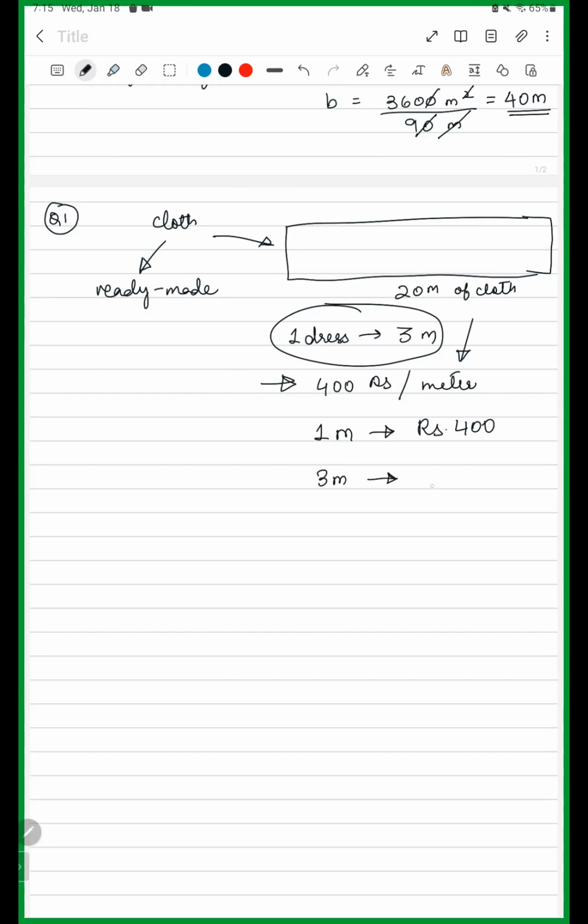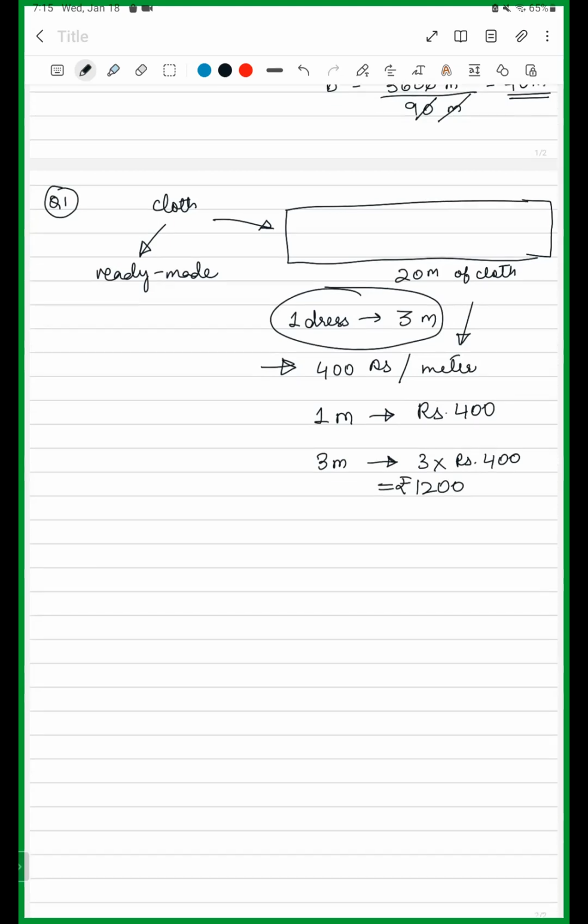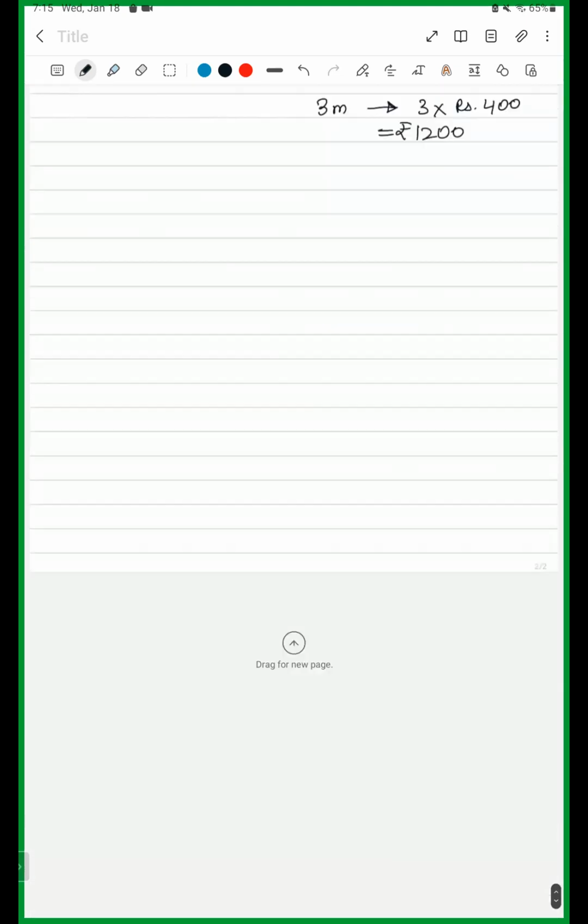3 multiplied by 400. Very good. So you will have to pay how much? 1200 rupees? Yeah, 1200. So similarly, the exact same thing. So till here, aapko samajh mein aa gaya? It's clear? Good. So the exact same thing is happening in that question.